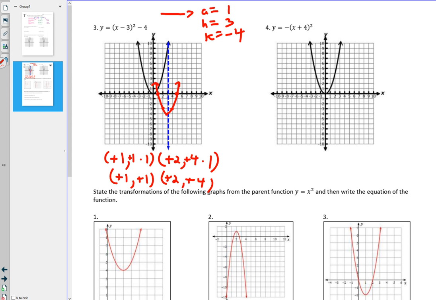The next one here. What's A here? -1. What do we expect to see then when A is negative? The parabola is going to face down. Okay. What's H here? -4. What's K? 0. So I'll put my vertex at -4, 0.